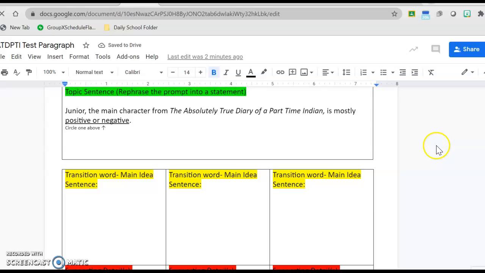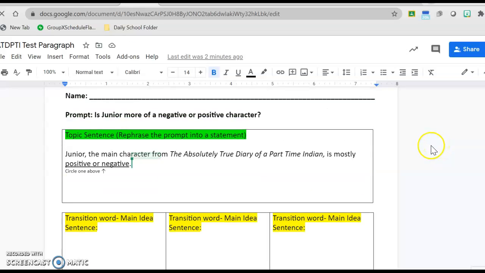So here's the layout for our paragraph, right? Look right here in the green, topic sentence. I basically wrote the whole thing for you already, so really you guys can just do this, copy and paste, and then change it when you put it into the question. So your topic sentence will be, Junior, the main character from The Absolutely True Diary of a Part-Time Indian, is mostly positive or negative.